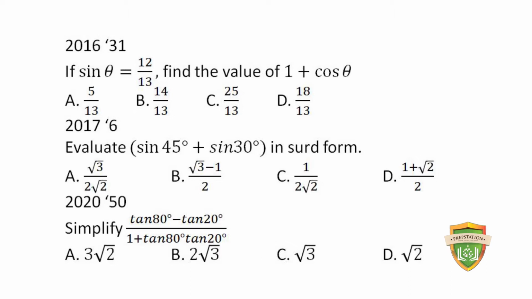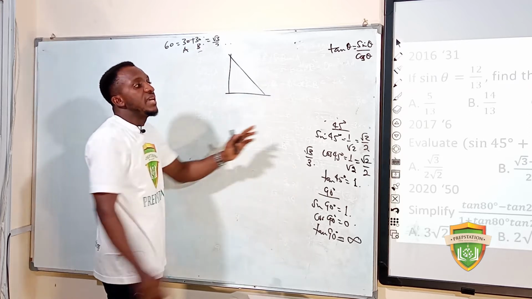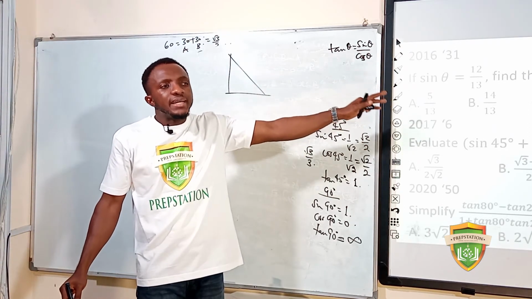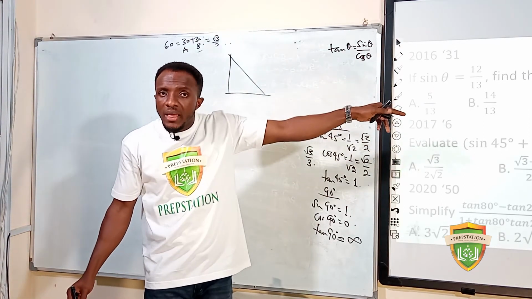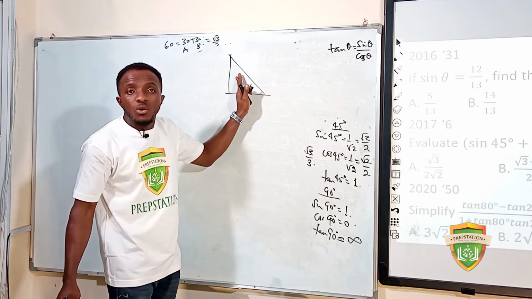The first one: if sine theta is 12 over 13, find the value of 1 plus cos theta. Now, when you see a question like this, what you do is simple. First, draw, because when you see sine theta, it's talking about SOH CAH TOA. And remember that SOH CAH TOA applies only to a right angle triangle.